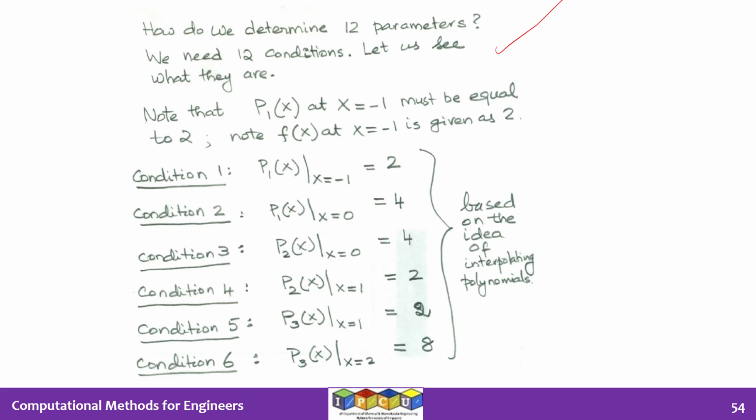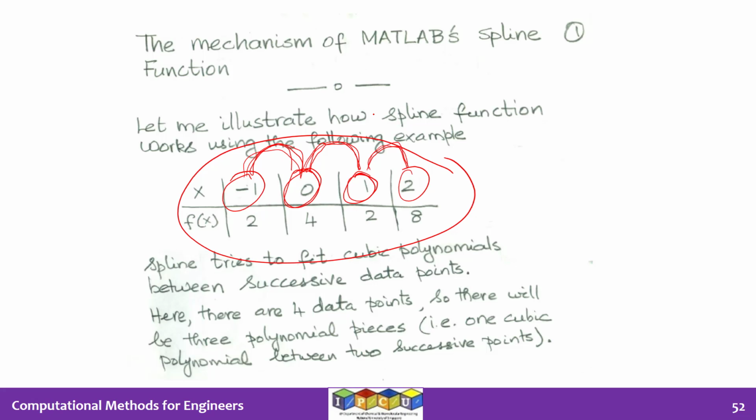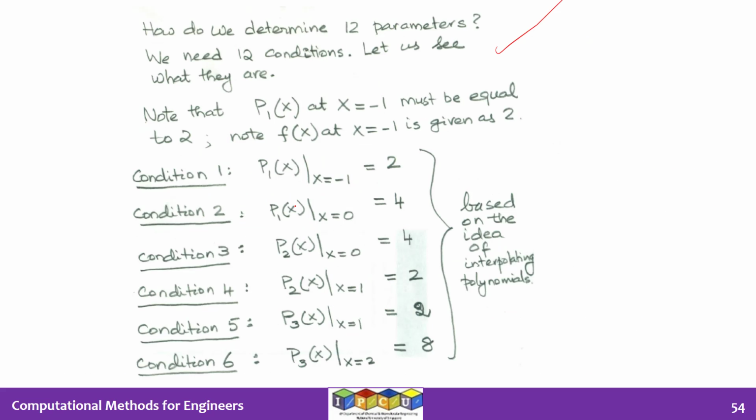Let us see how we write the 12 conditions. Please note that the first polynomial P1 at x equal to minus 1 must equal 2, because the value of f(x) at x equal to minus 1 is 2. And P1 of x at x equal to 0 has to be 4. So that will generate these two conditions.